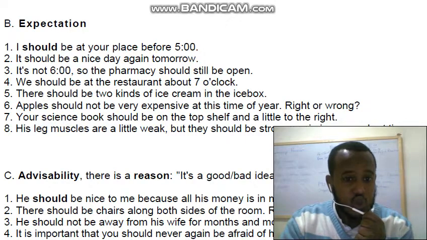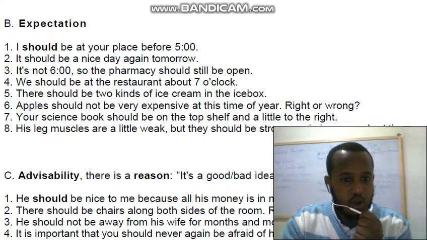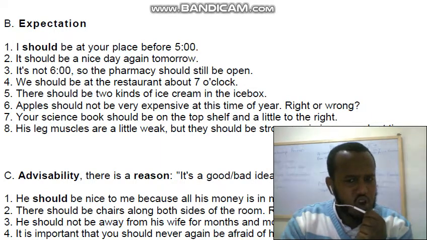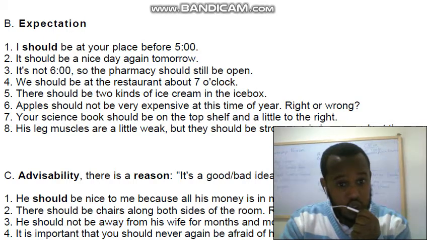There should be 2 kinds of ice cream in the box. Apples should not be very expensive at this time of year. Right or wrong?